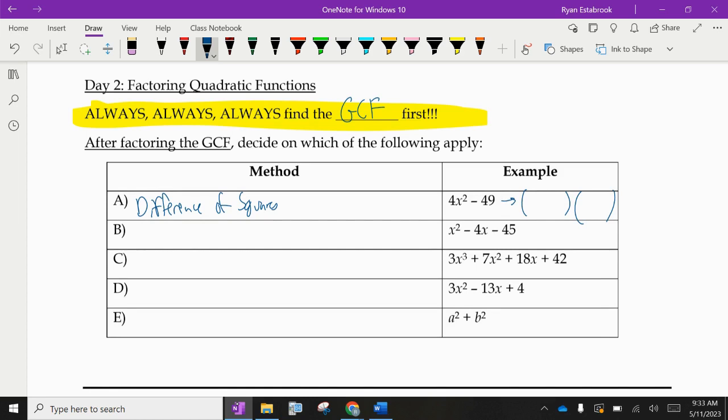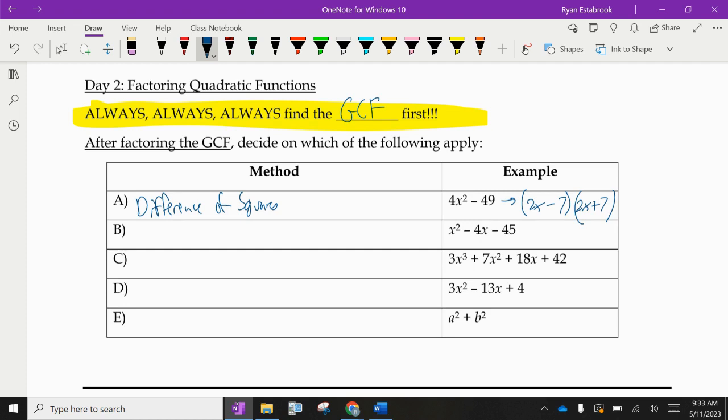What is the square root of 4x squared? 2x. So 2x is going to go first. What's the square root of 49? 7. So 2x and 7 for both of them. Then what's the symbol that goes between the 2x and the 7? There's a minus and a plus.